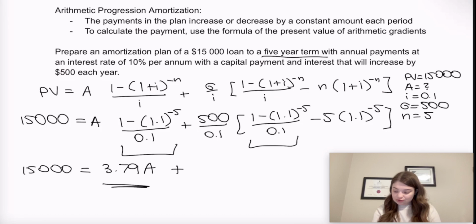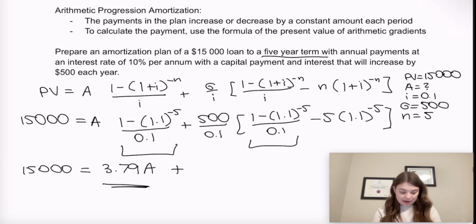Then we're going to subtract 5 times 1.1 to the power negative 5. So I'm going to type in 1.1 to the power negative 5 equals, and then times negative 5 equals, right? And then we can add, if we didn't already, 3.79. And that's going to be about 0.685.